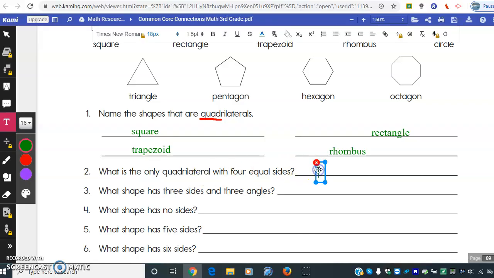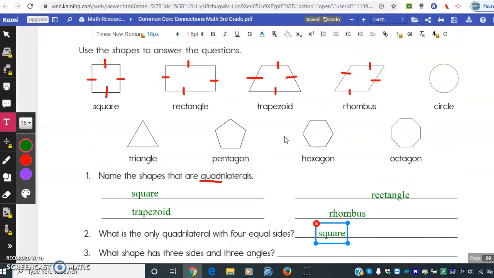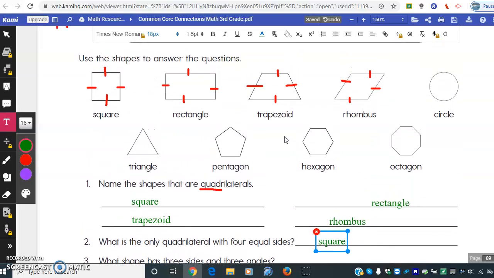Now, I'm going to write it here, square, and then I'm going to tell you, guess what? That, my darlings, is a typo. And the reason why it's a typo is because the square is not the only quadrilateral with 4 equal sides. There is another quadrilateral up here that has 4 equal sides, and it's this one. The rhombus also has 4 equal sides.